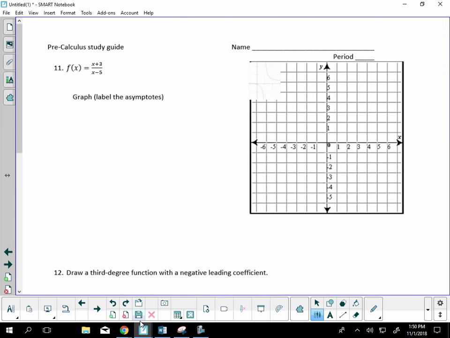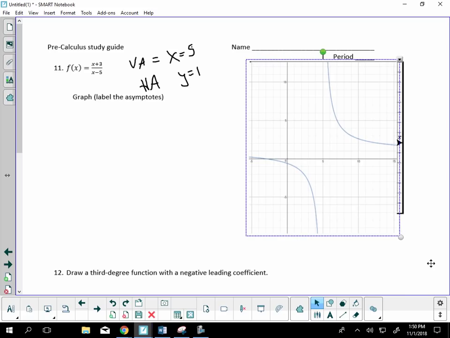All right, on this one, you're going to have a vertical asymptote at x equals 5, because you can't have any zero in the bottom. You're going to have a horizontal asymptote at y equals 1, because those are the same powers. I would probably just go ahead and do a t-table for time-wise. I'm just going to show it to you on Desmos.